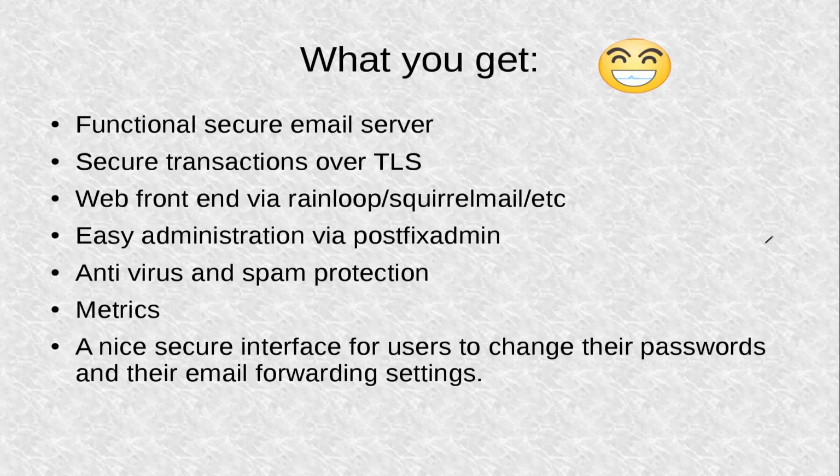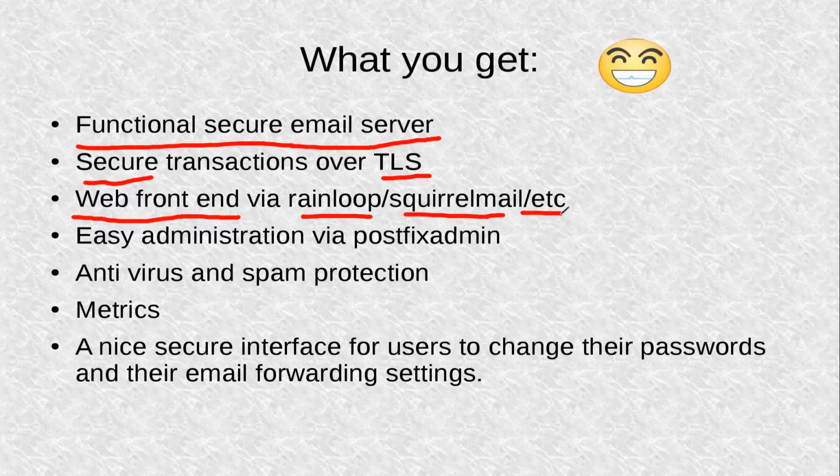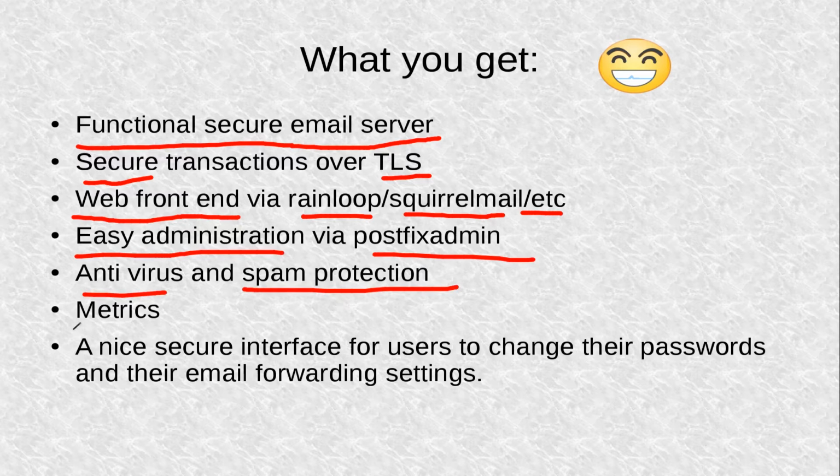Okay, so we've gone through a lot of information here, but let's put it all together. What do you actually get? What's the goal at the end of this? So what you get is a functional, secure email server. Secure transactions over TLS, a web front end via Rainloop, SquirrelMail, etc., whichever. Easy administration via Postfix Admin, antivirus and spam protection, optionally metrics, and a nice secure interface for users to change their passwords and their email forwarding settings.